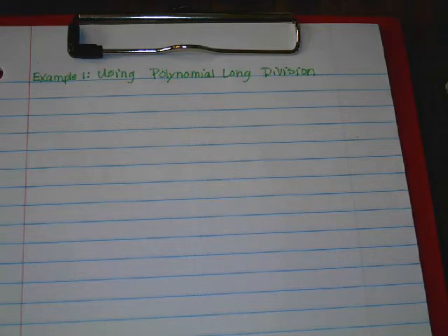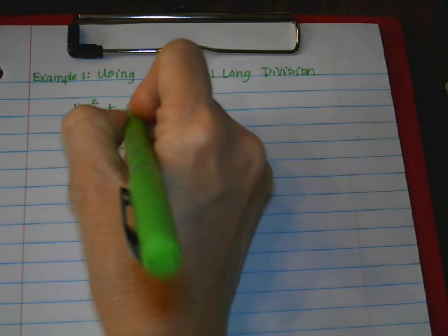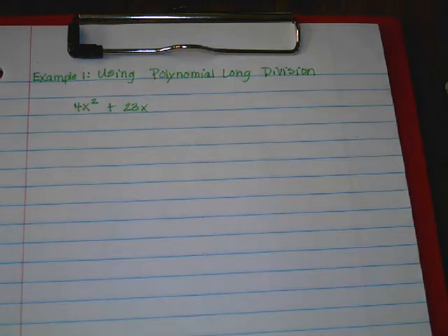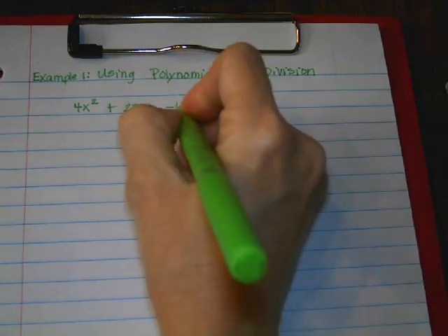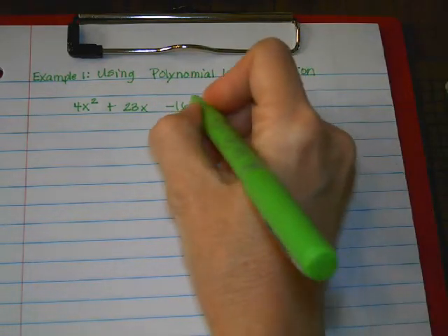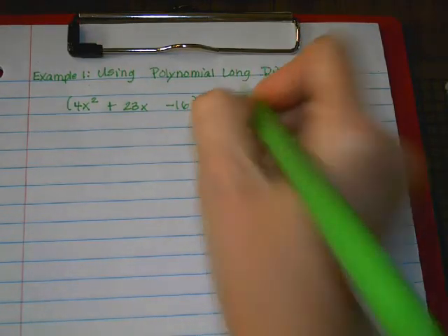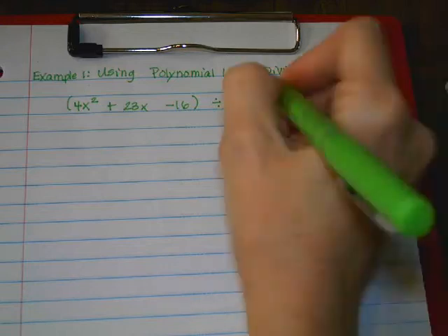Okay, so let's go ahead and put our first problem down, which is 4x squared plus 23x minus 16. And we want to divide this by, so we're going to take this whole polynomial here, and we're going to divide it by a binomial, x plus 5.